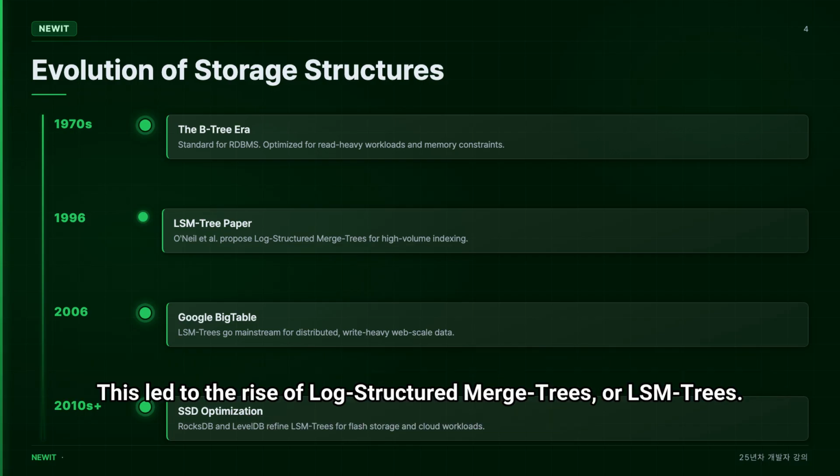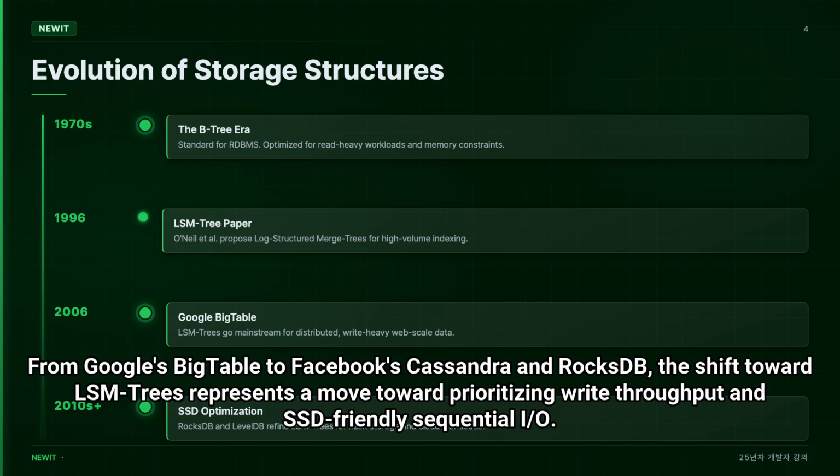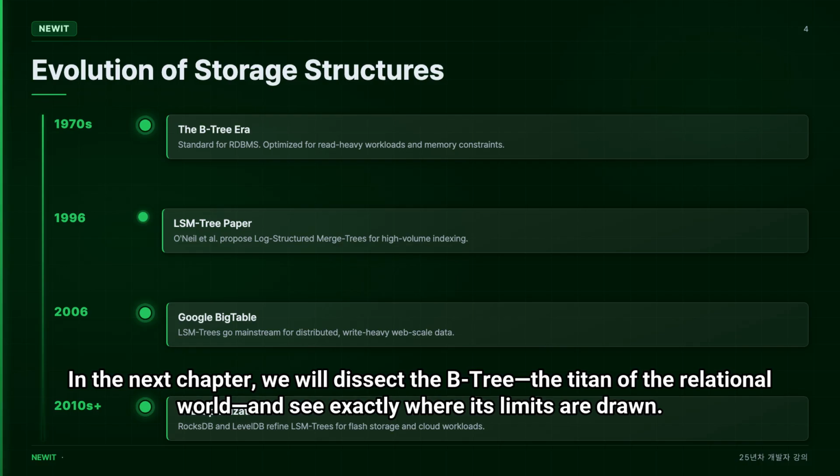This led to the rise of log-structured merge trees, or LSM trees. By buffering writes in memory and then flushing them as large, sequential blocks to disk, LSM trees revolutionized high-concurrency ingestion. From Google's Bigtable to Facebook's Cassandra and RocksDB, the shift toward LSM trees represents a move toward prioritizing write throughput and SSD-friendly sequential I/O. In the next chapter, we will dissect the B-tree, the titan of the relational world, and see exactly where its limits are drawn.